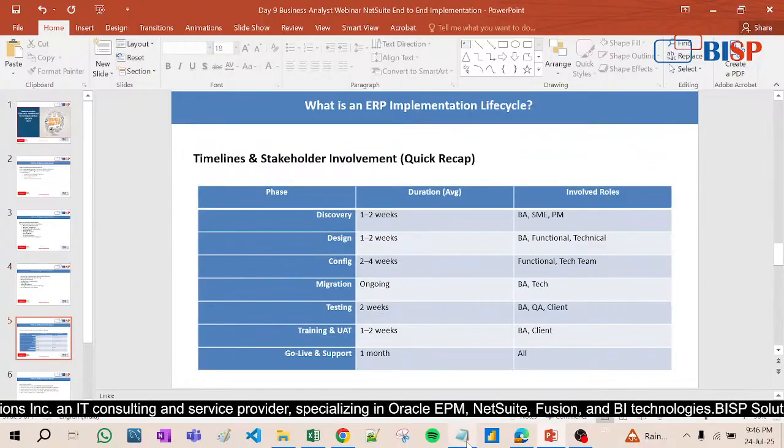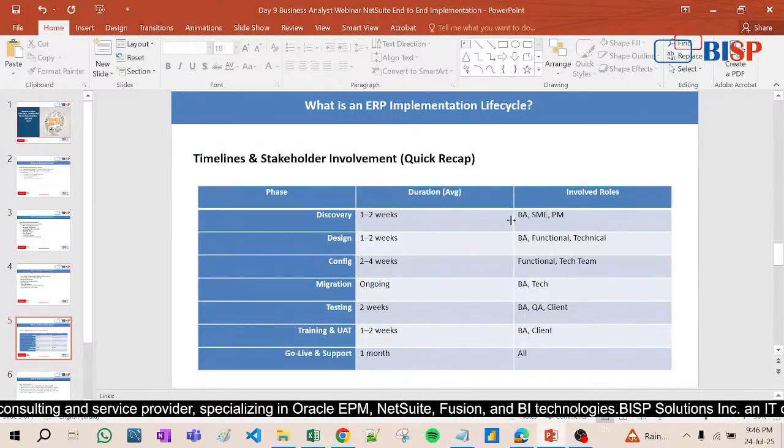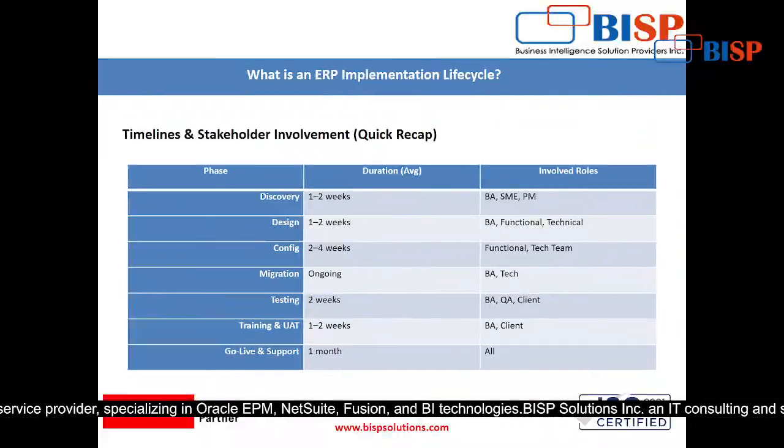Now let's talk about the timing part: timelines and stakeholder involvement. Let's see this in depth. First of all, you will see the phases. In discovery, the duration is on average 1 to 2 weeks, and the involved roles are business analyst, subject matter expert, and project manager.